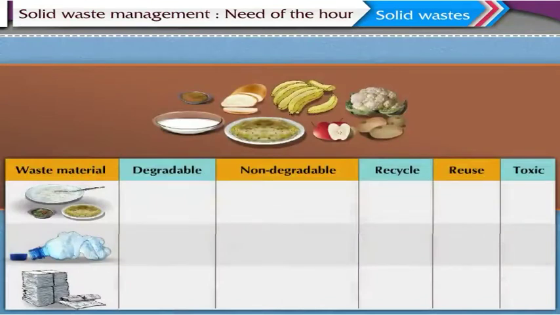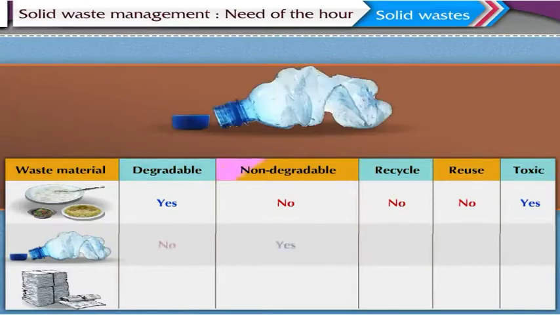Spoiled food coming from homes and restaurants is degradable waste. It cannot be recycled or reused. It is toxic in nature. Waste material like plastic bottle is non-biodegradable waste. This waste can be recycled and reused, and it is toxic by nature.